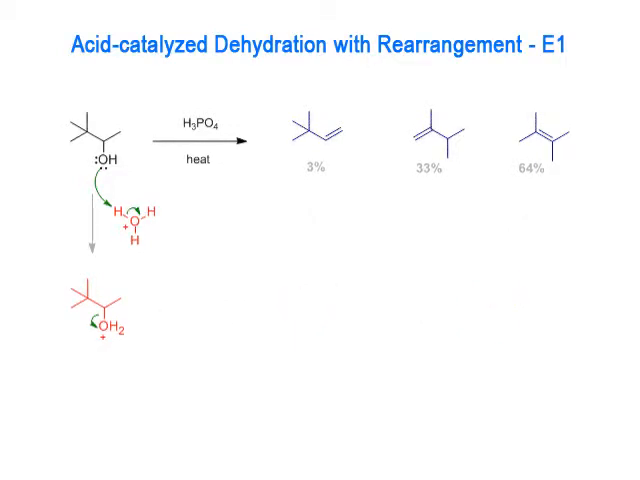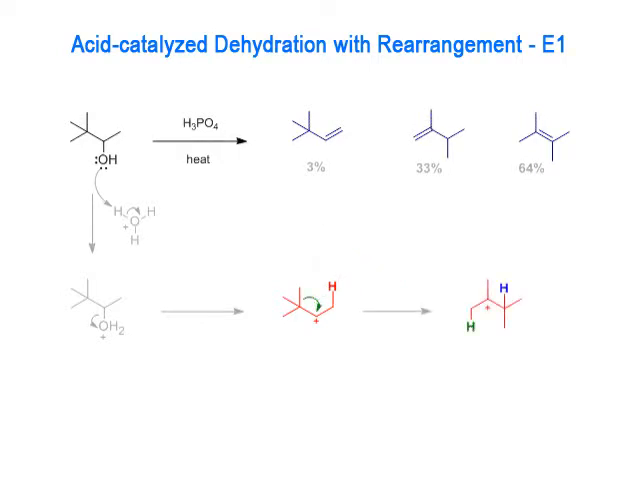Since we are at low pH, the first step will again be a fast protonation of the alcohol by the acid to produce the activated alkoxonium species. The water-leaving group will break off in the rate-determining step to form a secondary carbocation. And in a minor process, the secondary carbocation will be deprotonated to form the alkene shown in 3% yield.